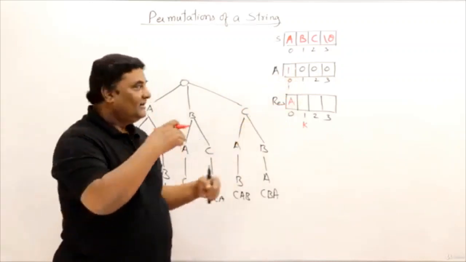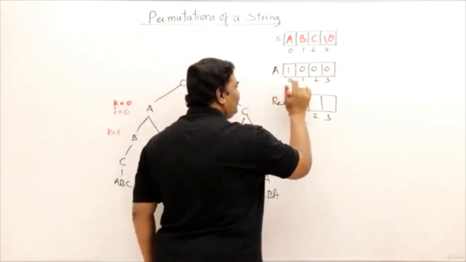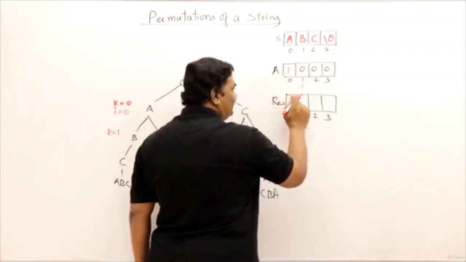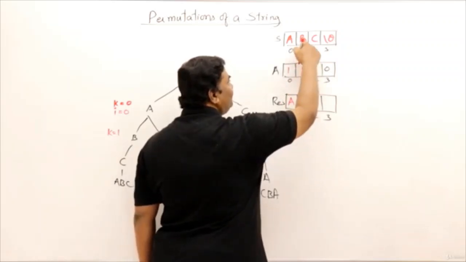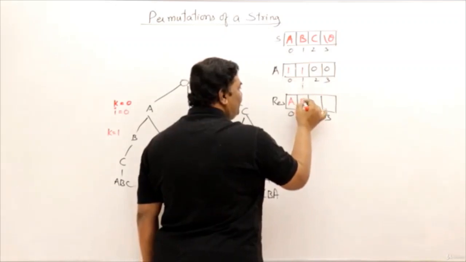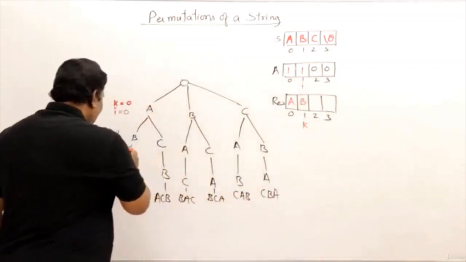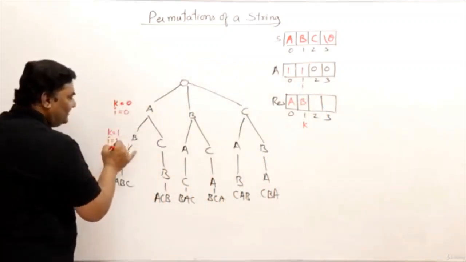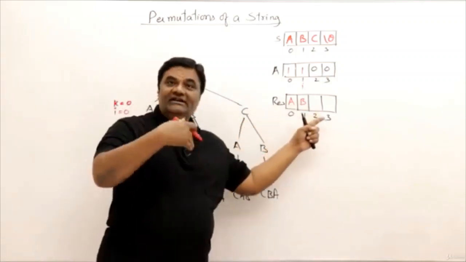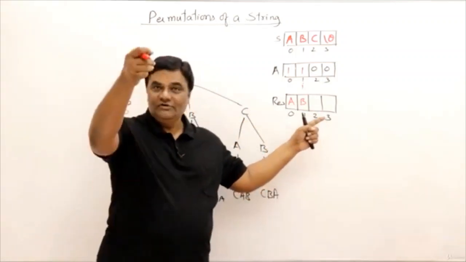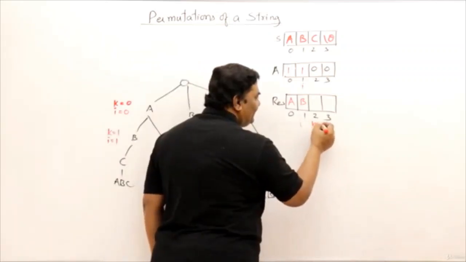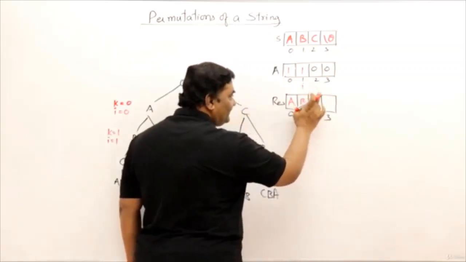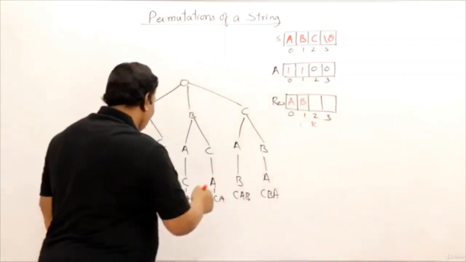With I at 0, is that alphabet available? No, we have already taken it. Then I plus plus. Is this alphabet available? Yes, it is available, so mark this as 1. At this place, B is there in the string, so write B. I is now at 1. Then call itself again for the next level. Whenever you get a letter, call the next level, that is K plus 1. So it has to call for the next level, and now K is 2.